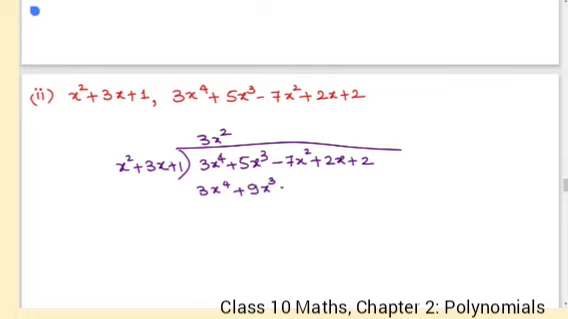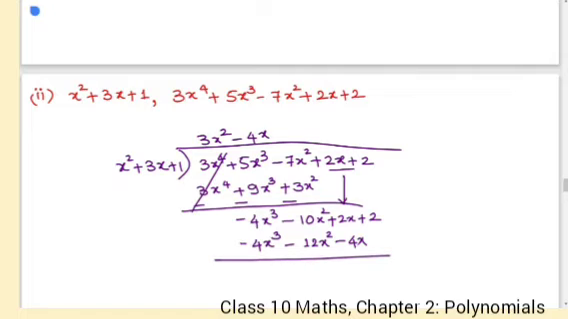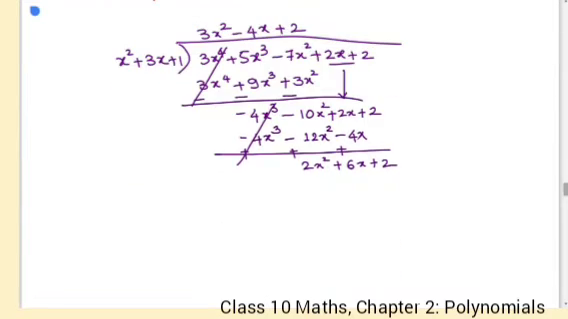So now I will multiply with 3x square, it becomes 3x raised to 4 plus 9x cube plus 9x square. Cancel the first term, remaining terms are minus 4x cube minus 10x square, and other terms are 2x plus 2. Now multiply it with minus 4x, you will get minus 4x cube minus 12x square minus 4x. This gets cancelled here. Remaining terms are 2x square plus 6x plus 2. Now multiply it with 2, we get 2x square plus 6x plus 2. Signs get changed and the remainder becomes 0 here.